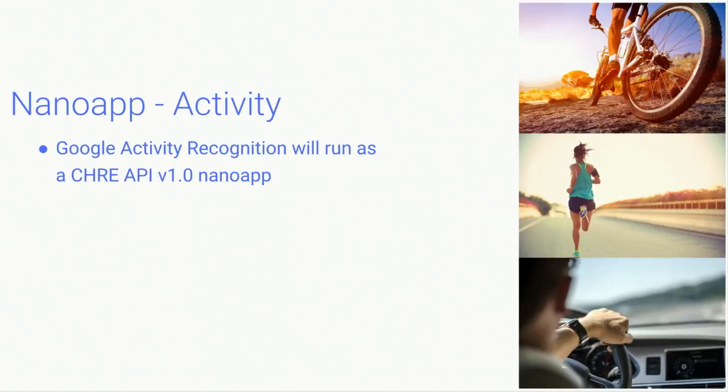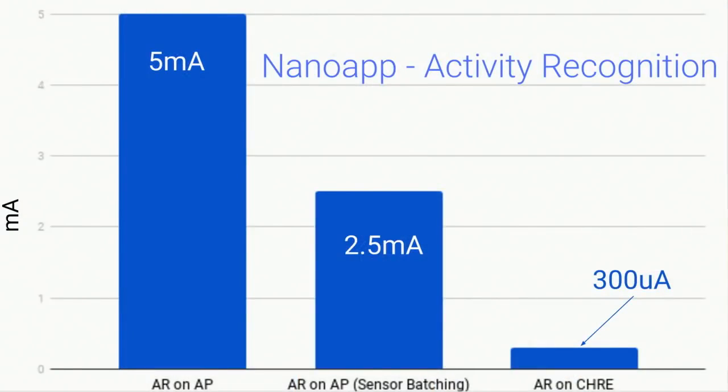All the activity recognition APIs, like running, walking, biking, and vehicle, have been ported from the main application processor into the Android Sensor Hub. We'll take a look at how activity recognition both saves on power and improves on our accuracies when running as a nano app. If you were to run activity recognition on the main application processor, it consumes a ton of power, about 5 milliamps. When we introduced sensor batching in the Android operating system, we were able to cut that number down by half. But it's still running on the main application processor. We took it from 5 milliamps to 2.5 milliamps.